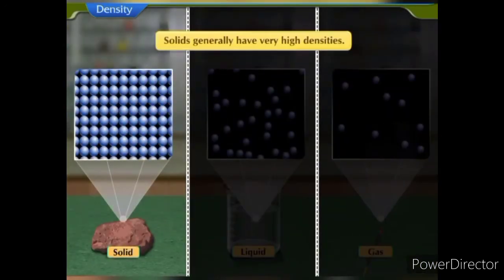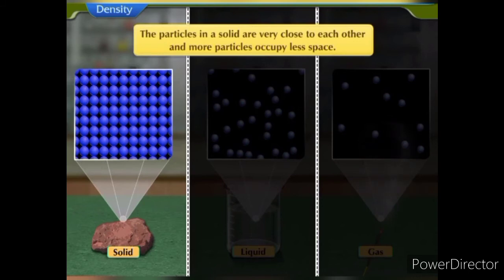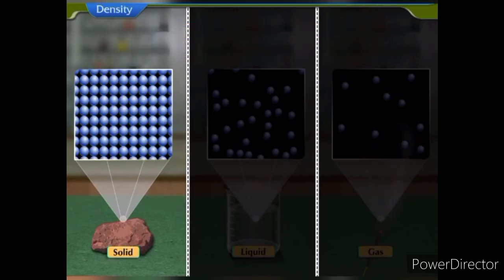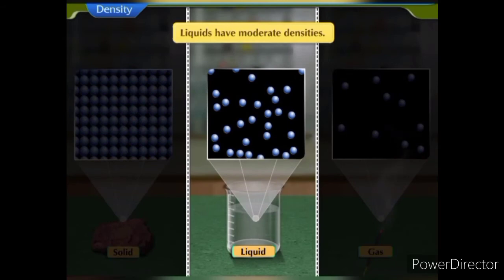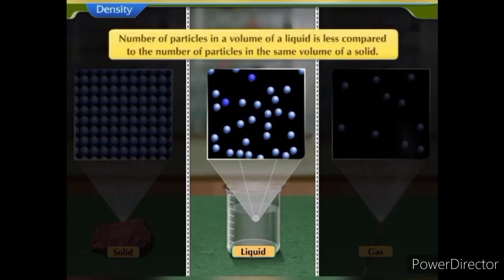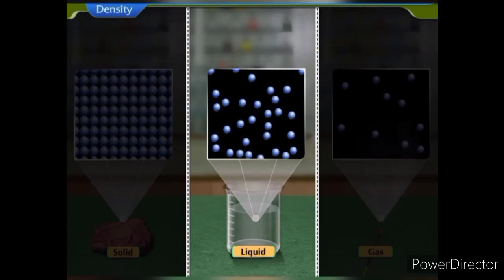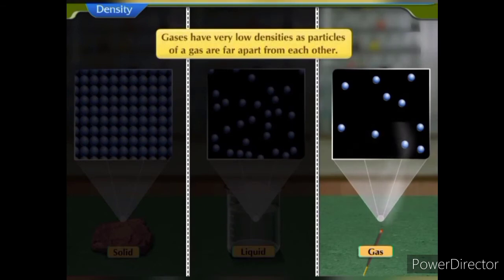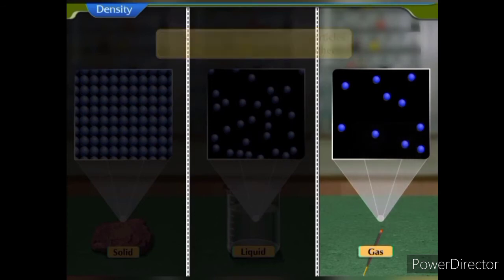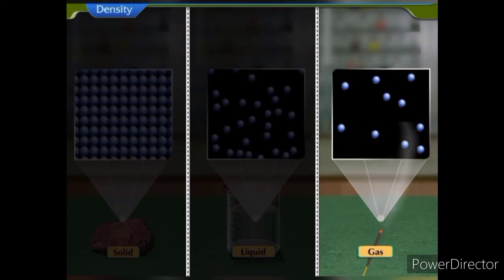Solids generally have very high densities. The particles in a solid are very close to each other and more particles occupy less space. Hence, they are heavy. Liquids have moderate densities, generally lesser than solids. This is because the number of particles in a volume of a liquid is less compared to the number of particles in the same volume of a solid. Gases have very low densities as particles of a gas are far apart from each other. They are hence very, very light.